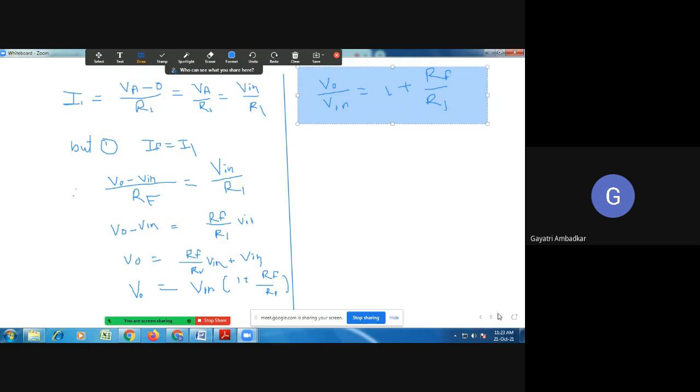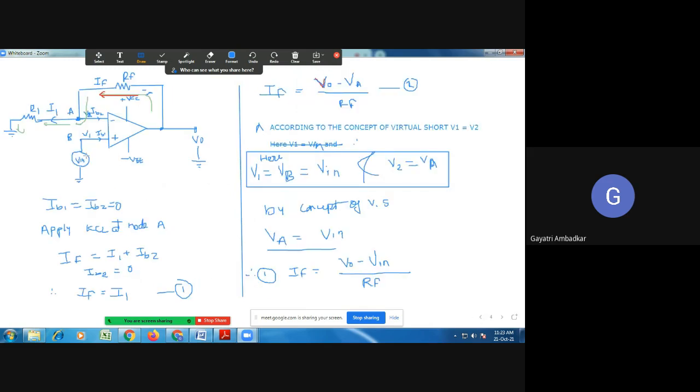We looked at the same thing in a different way, and looked at it again: in non-inverting configuration you are applying input to the non-inverting terminal and you are grounding the inverting terminal through the resistor R1. So in all the applications you have to follow the same process.